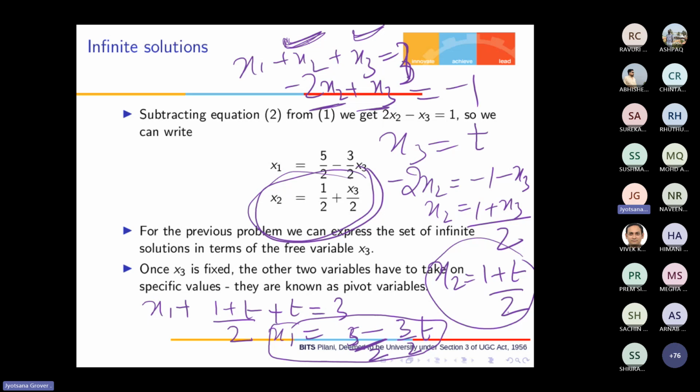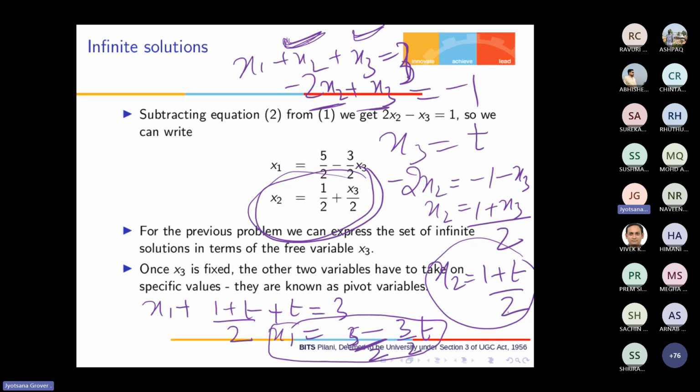So t is your x3. Now you fix t, give some value to t. T is 1. So x1 will be what? 5 minus 3 by 2, so it will be 1. And x2 will be 1 plus 1, 2, so x2 will also be 1.